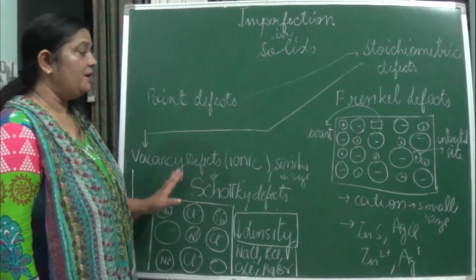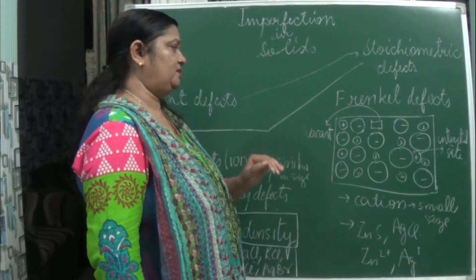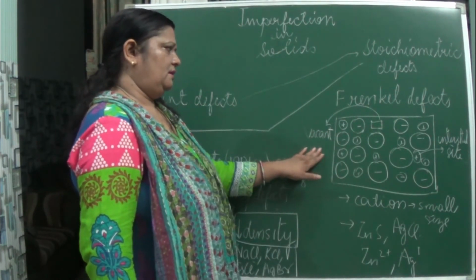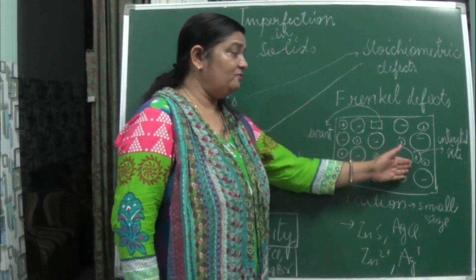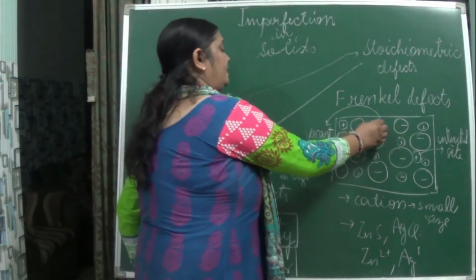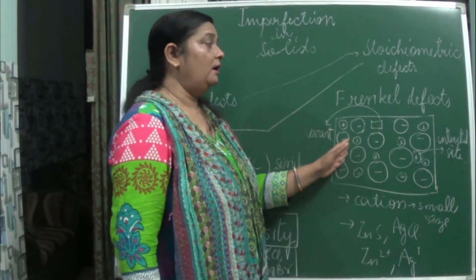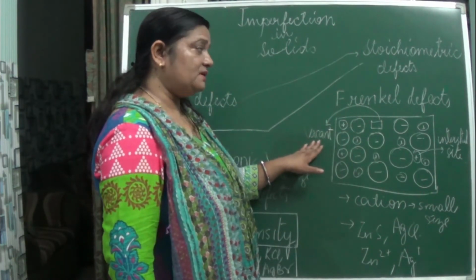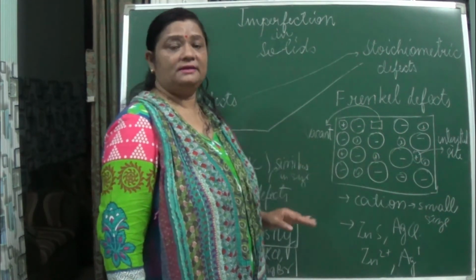Okay. Now, coming to the Frenkel defect. This is an interstitial defect. Here, when I say it is an interstitial defect, we can see an ion in the interstitial site. But what happened here? This positive ion has moved from here to the interstitial site. So this is a special defect, in which we can see the vacant space as well as the particle present in the interstitial site.